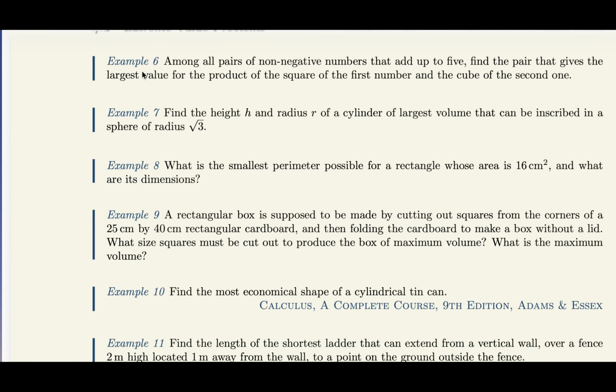Example number 6. Among all pairs of non-negative numbers that add up to 5, find the pair that gives the largest value for the product of the square of the first number and the cube of the second one. Yes? That's the question we want to solve. So among all pairs of non-negative numbers that the sum is 5, we want to find the maximum of this quantity. The first one squared multiplied by the second one cubed. We want to see what the maximum is.